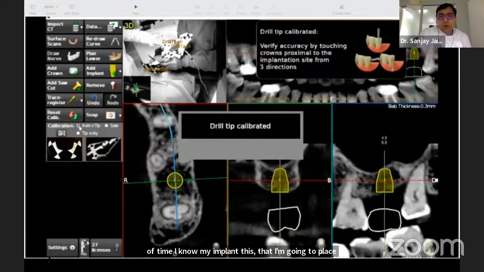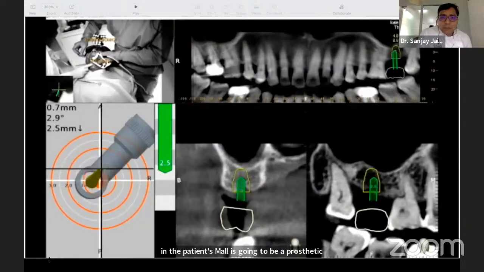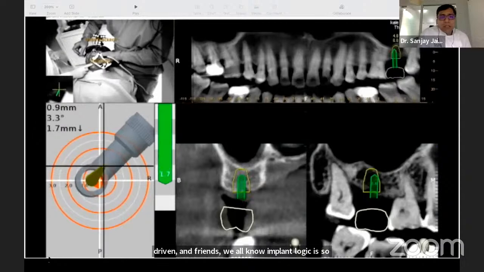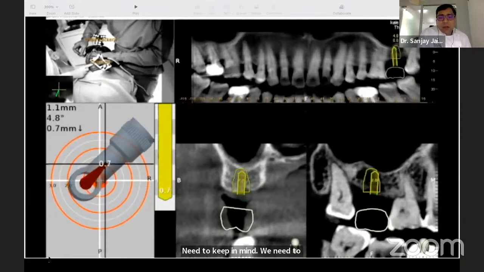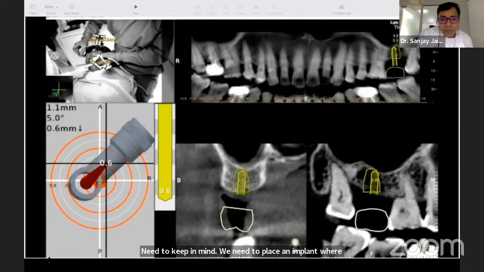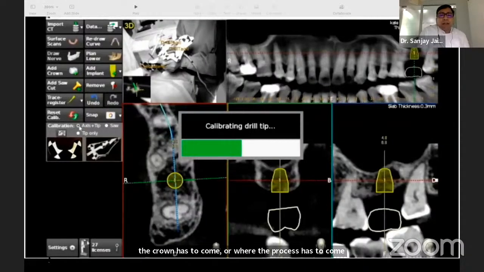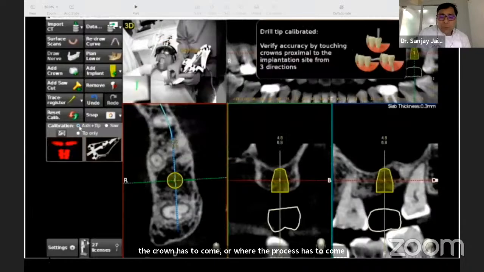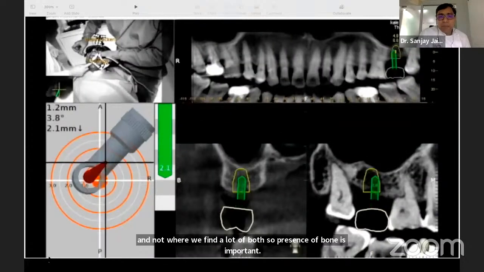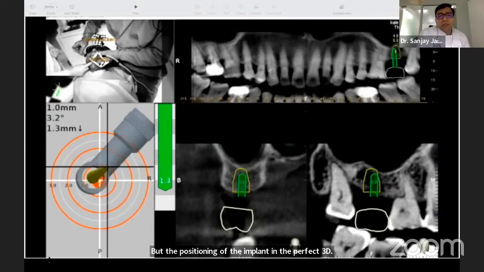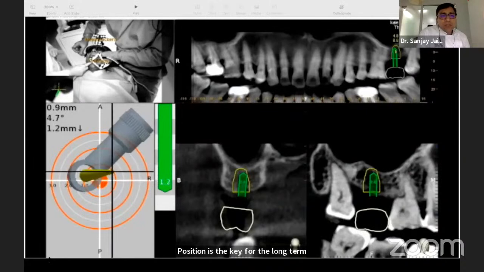And friends, we all know implantology is so much prosthetic driven that we need to keep in mind, we need to place an implant where the crown has to come or where the prosthesis has to come, and not where we find a lot of bone. So presence of bone is important, but the positioning of the implant in the perfect 3D position is the key for the long-term success of any implant prosthesis. So see this.